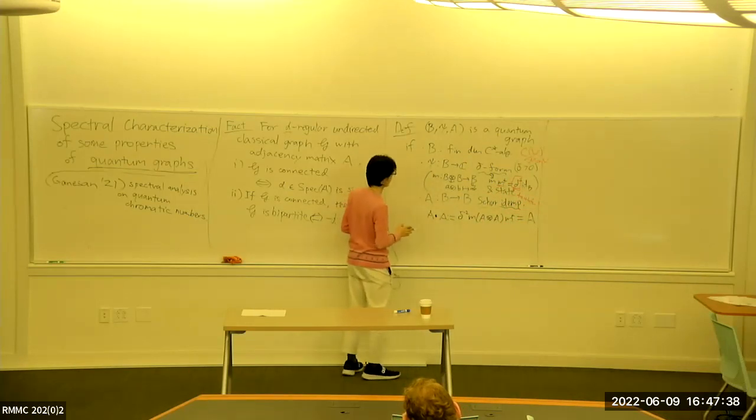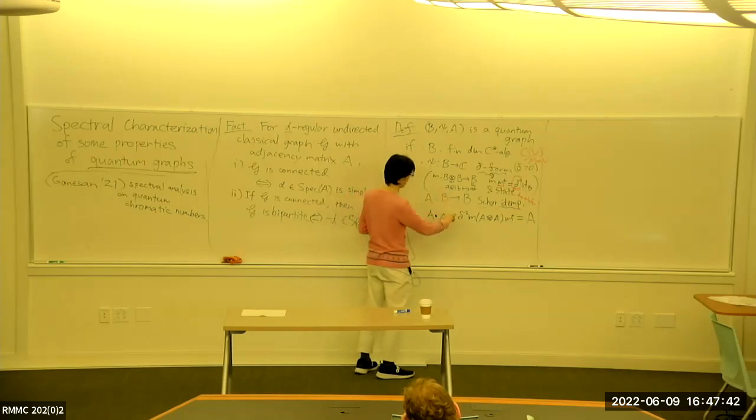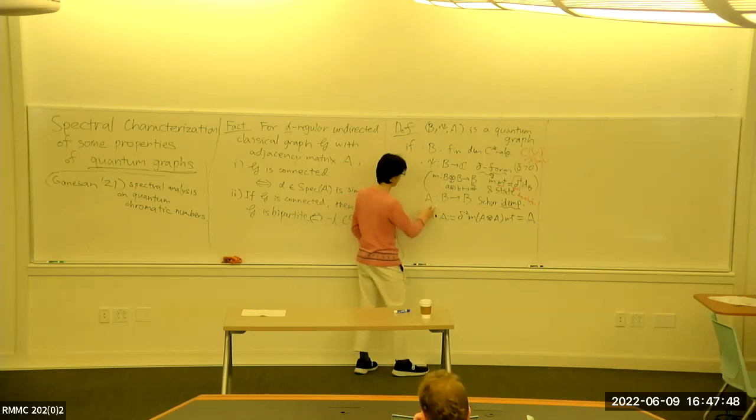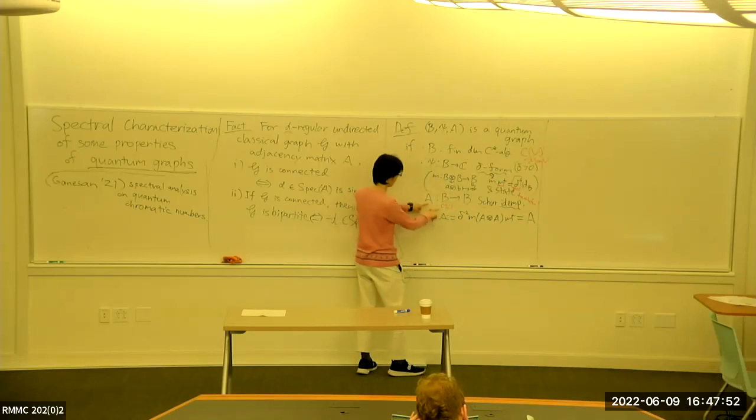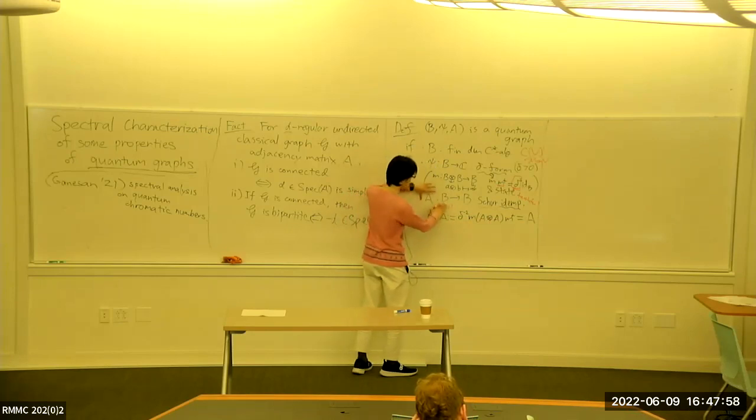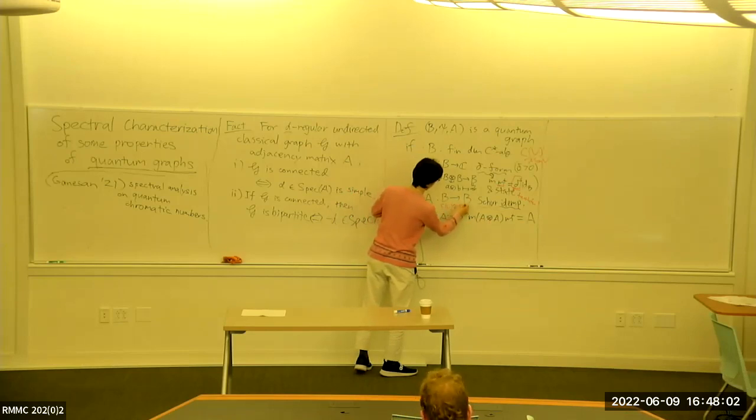So this is the definition of quantum graphs. In the case where B is commutative, by Gelfand duality, it is nothing but C of the vertex set. And in such a case, this Schur product is nothing but the entry-wise product of the matrices acting on this function space B.